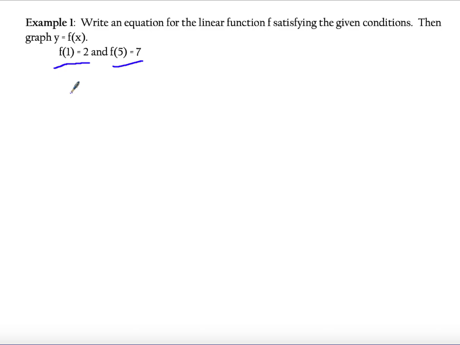All right, let's see if you got the right answer. If it says f of 1 equals 2, that would be the coordinate 1, 2. If it says f of 5 equals 7, that's going to be the coordinate 5, 7. So again, make sure that you're writing that in the correct order.